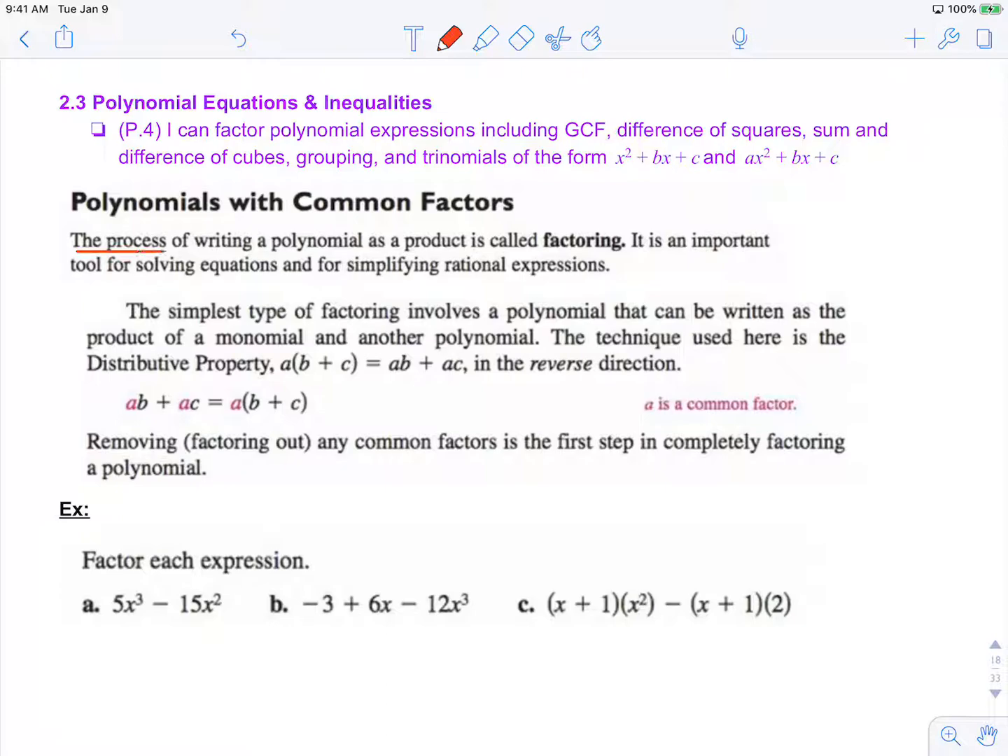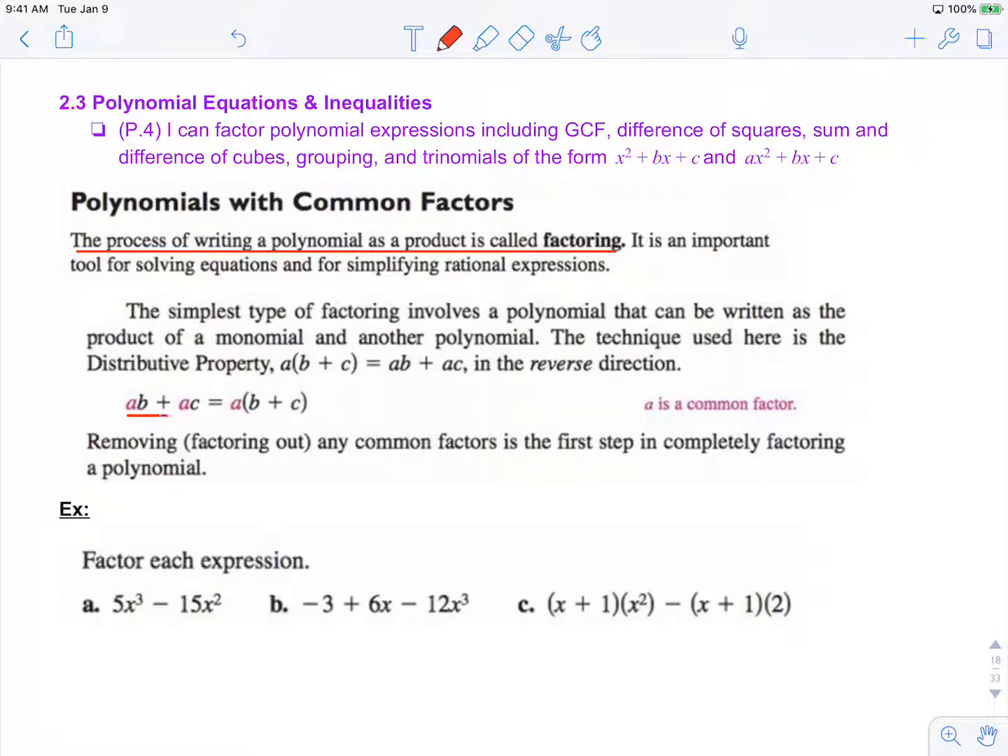The process of writing a polynomial as a product is called factoring. This is an important tool that we will use for solving equations. The simplest type of factoring involves a polynomial that can be written as the product of a monomial and another polynomial. The technique used here is the distributive property in reverse direction.